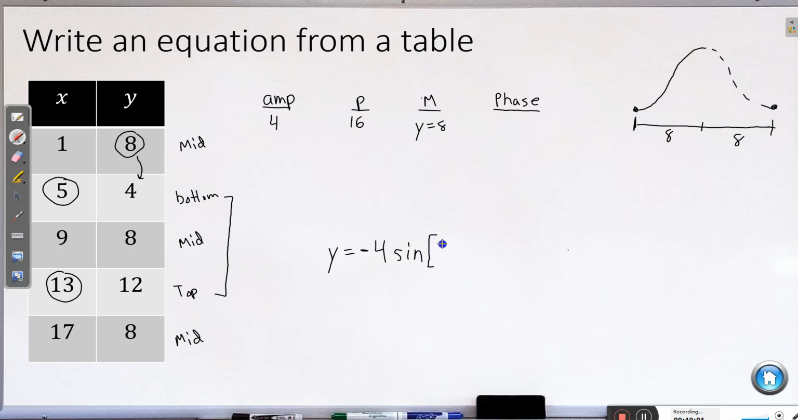Let's see. Oh, I've kind of neglected my b value, haven't I? So I don't know that part yet. But I do know this will be x minus, if this was my starting point, I went over 1. So that'll be x minus 1.